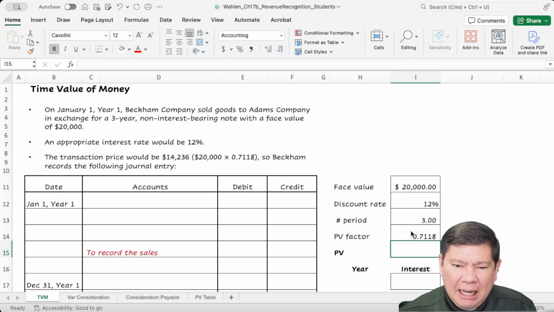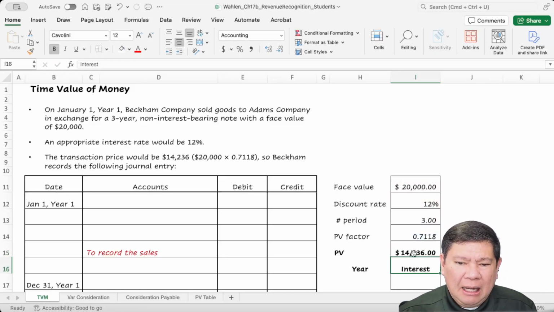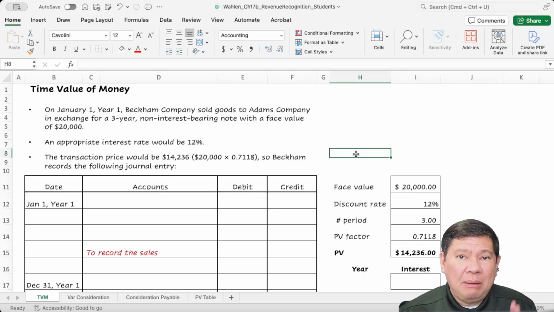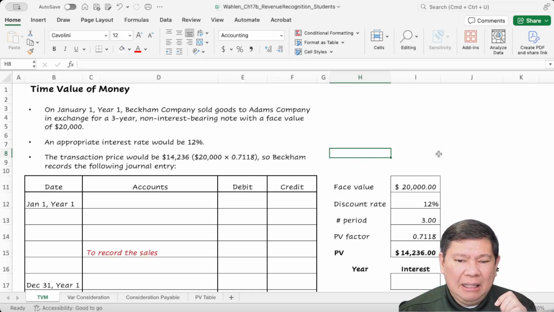So that means the present value is 0.7118 times 20,000, 14,236. That's provided for us. But remember to always use the table provided because rounding difference will make a difference.